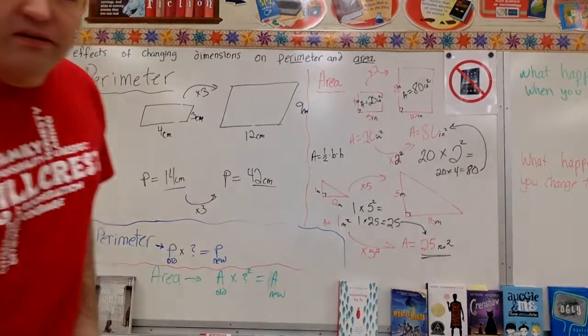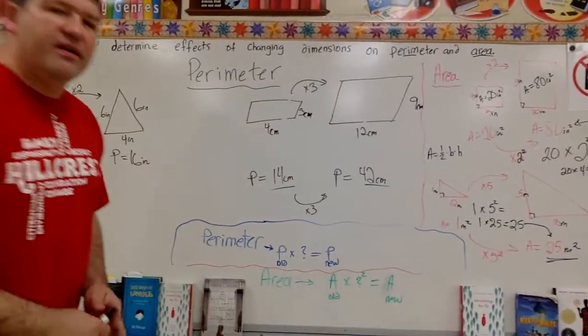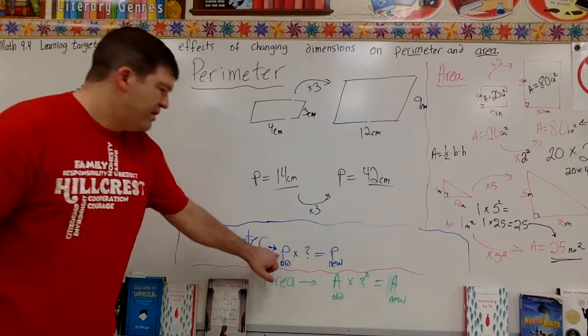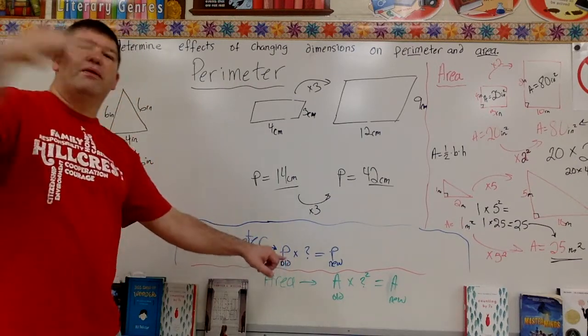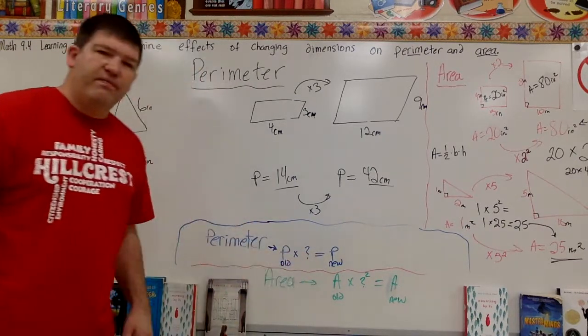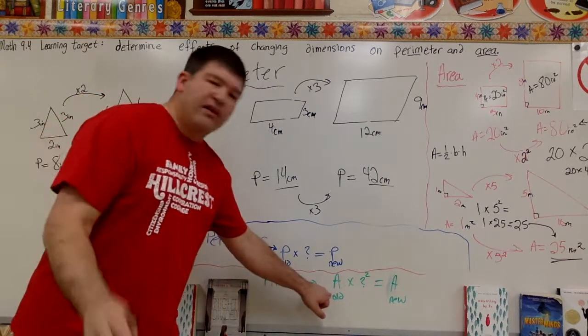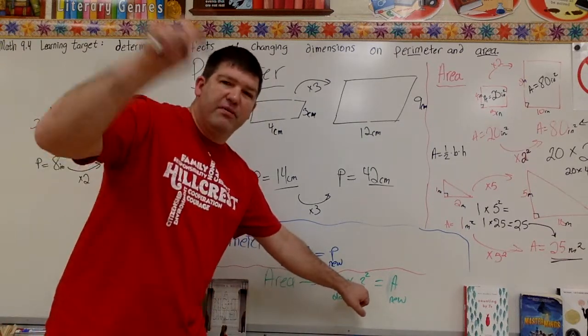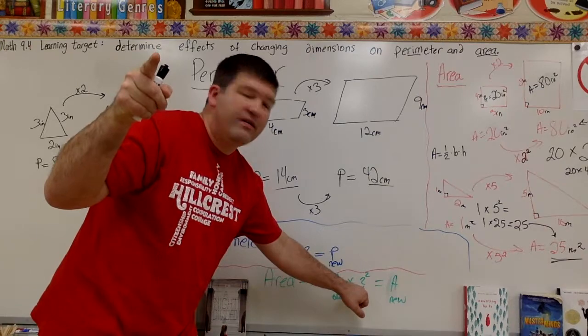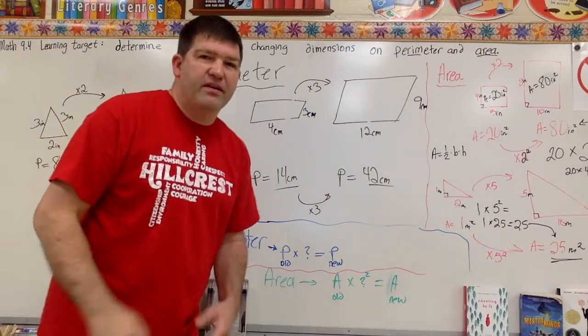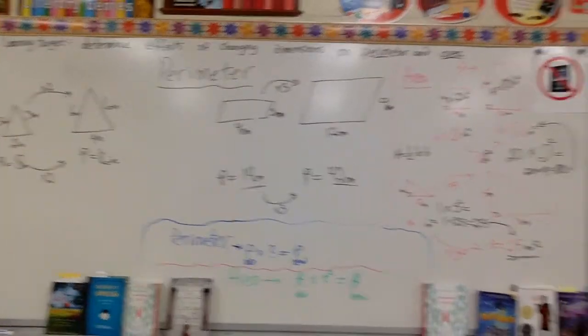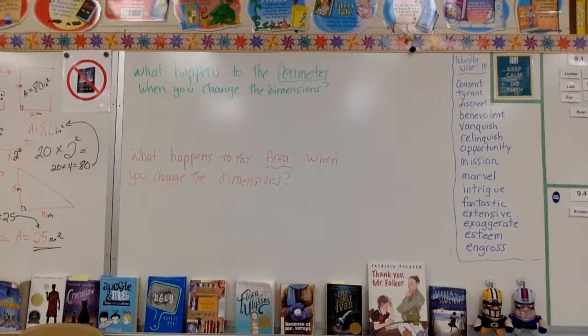Okay? So if I'm looking down here, perimeter, take the old one times whatever you multiply the side by, and you get the new. Area, you take the old area times whatever you times it by, squared, and you'll get the new. All right? That's the key. So let's come over here. One last thing, and then we'll be done with this.